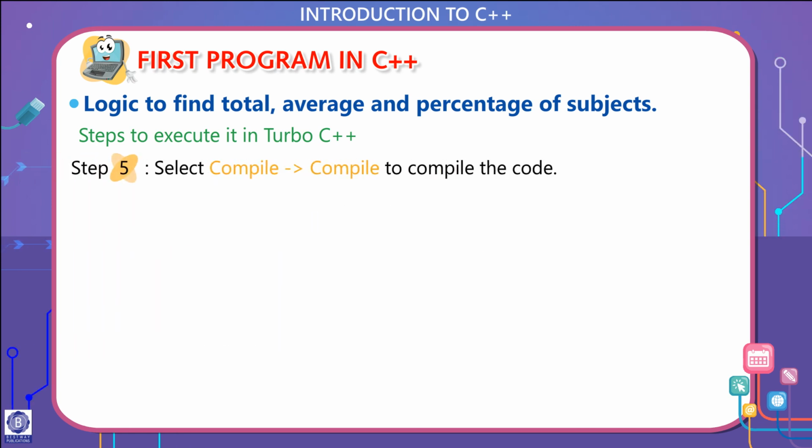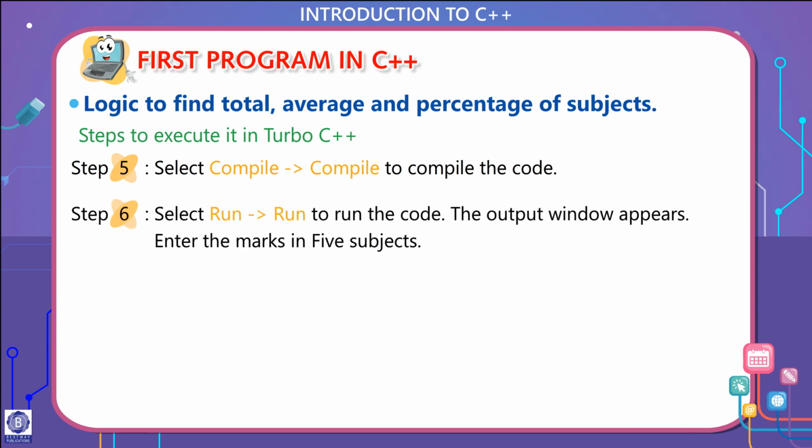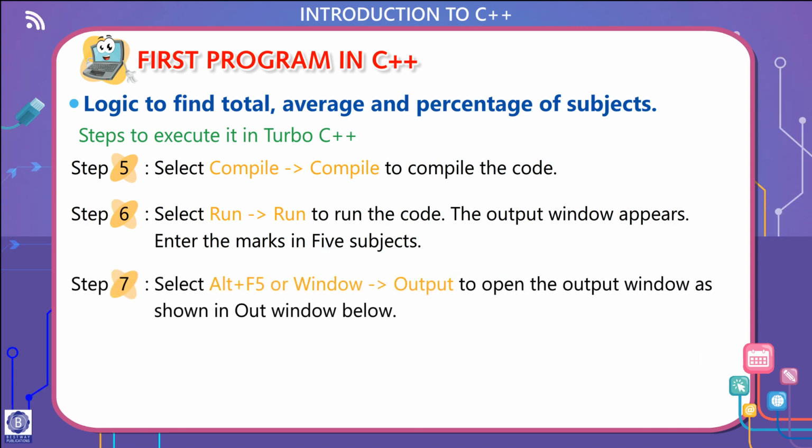Step 5. Select Compile, Compile to compile the code. Step 6. Select Run, Run to run the code. The output window appears. Enter the marks in 5 subjects. Step 7. Select Alt plus F5 or Window, Output to open the output window as shown in the output window below.